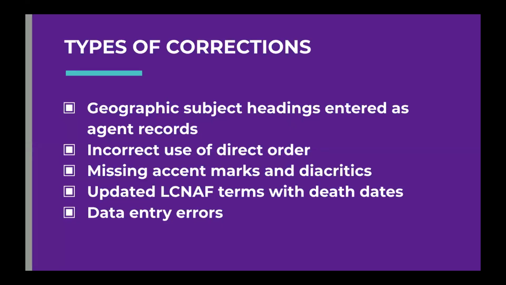We also had agent records that needed to be geographic headings, and this can be a bit confusing because there are a lot of corporate entities where the name component in subfield A is a jurisdictional name. We identified incorrect usage of direct order and missing accent marks and diacritics. And this may feel like a small thing, but these can change the meaning of words. So not taking this seriously suggests that we're not taking people's names seriously. We found a handful of records for people whose death dates had been added to their authorities since we first entered them into our system, and then your garden variety data entry errors.